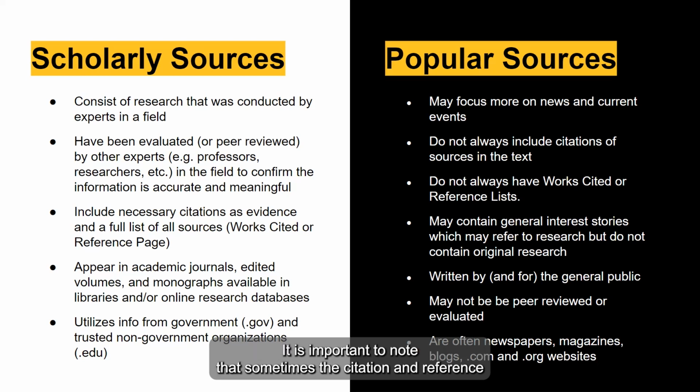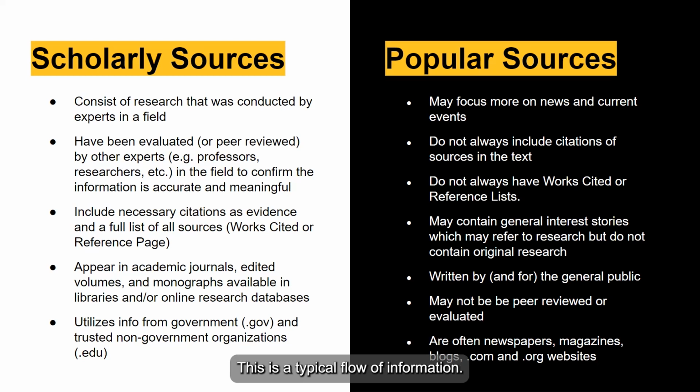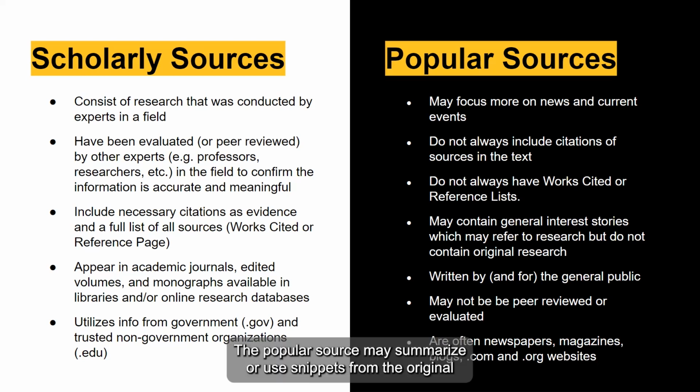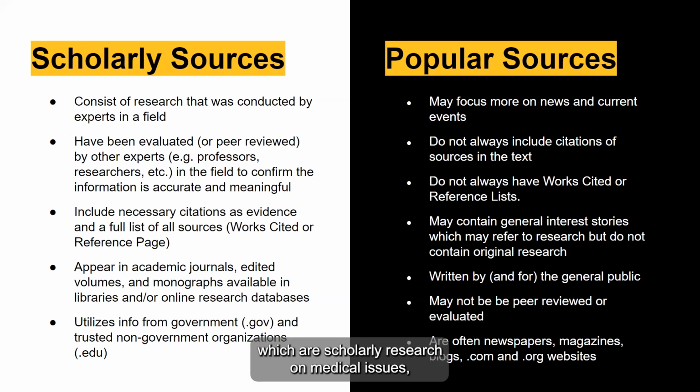It is important to note that sometimes the citations and reference lists in popular sources refer back to scholarly sources. This is a typical flow of information. The popular source may summarize or use snippets from the original scholarly work or data in their writing that appeals to a wider audience. For example, NPR articles on public health news often cite JAMA articles, which is scholarly research on medical issues.